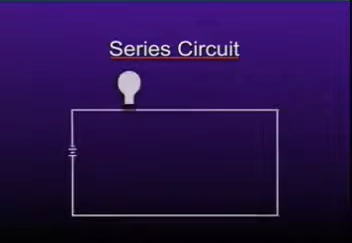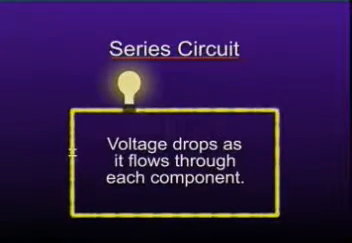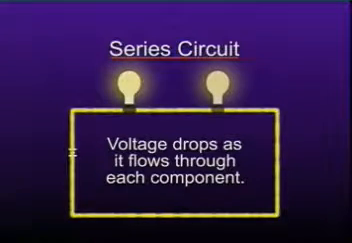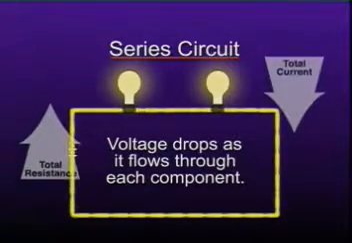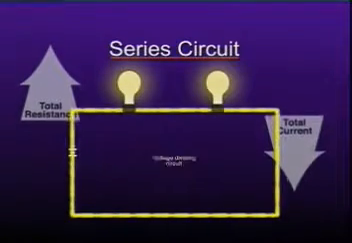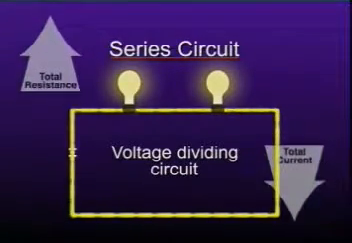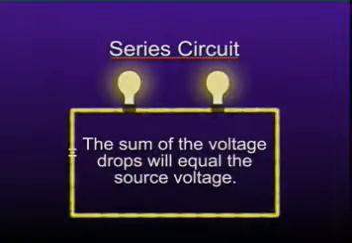A series circuit is one in which all the current that flows through one component must also flow through all components. Voltage is not equal in all parts of the circuit, as it changes or drops as it flows through each component. As additional components are added in series, the total resistance increases and current decreases. Because a series circuit will divide voltage in this way, it is often called a voltage dividing circuit. In a series circuit, the sum of the voltage drops will equal the source voltage.